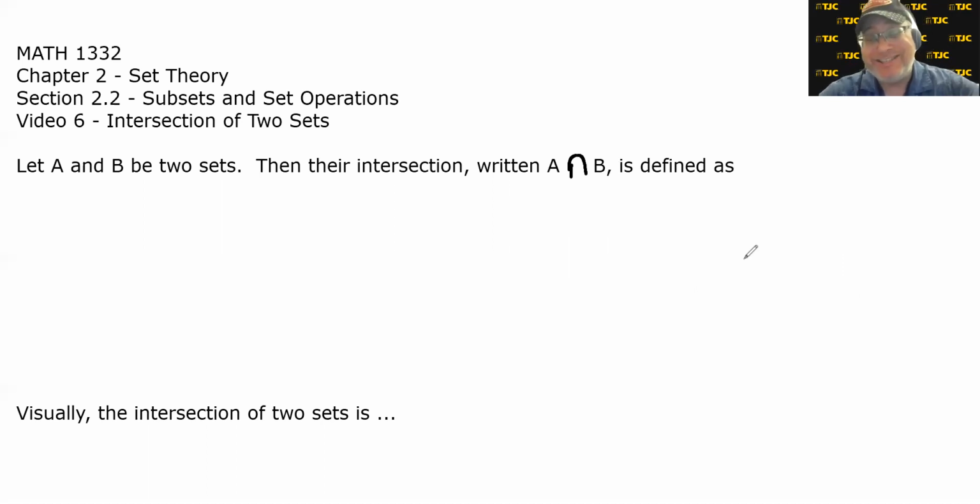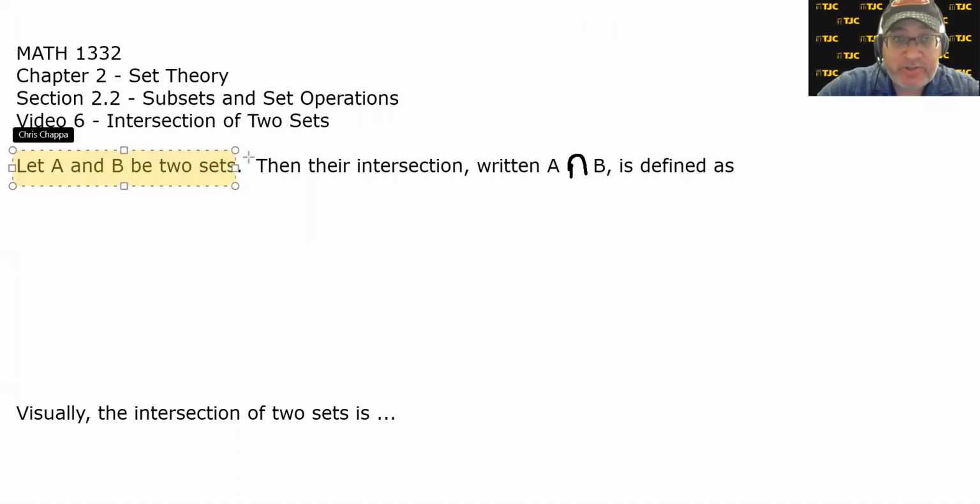We've already actually seen one unary set operation, and that would be complement. You only need one set to find its complement. Granted, you need it in the context of a universe. But intersection is an example of a binary set operation. So let's get right to it. We start by letting A and B be two sets.